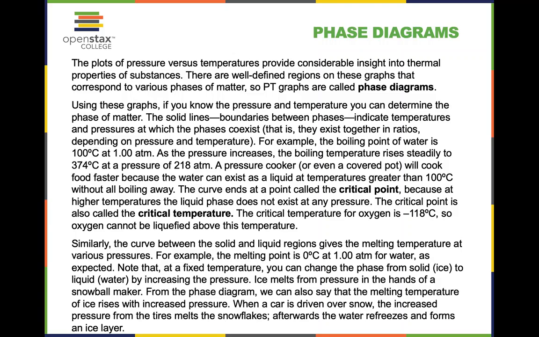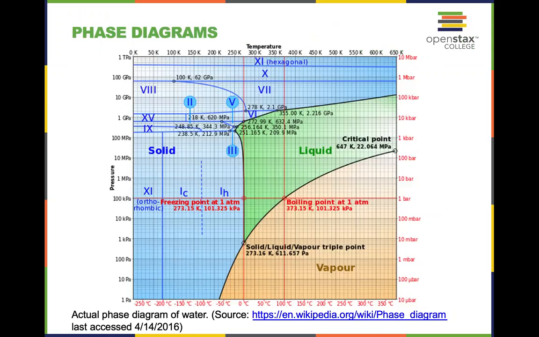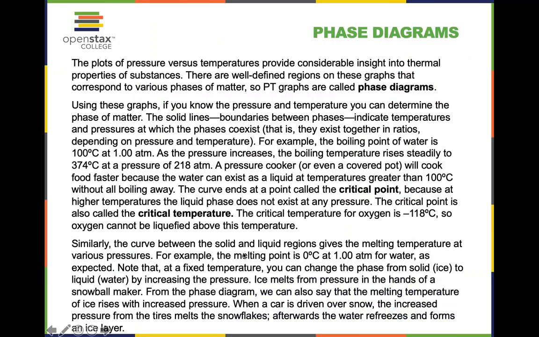So phase diagrams, the plots of pressure versus temperature, provide considerable insight into the thermal properties of substances. There are well-defined regions on these graphs that correspond to various phases of matter. So PT graphs are called phase diagrams. Using these graphs, if you know the pressure and temperature, you can determine the phase of matter. These solid lines, boundaries between the phases, so that would be here, here, and here, indicate temperatures and pressures at which the phases coexist. That is, they exist together in ratios depending on the pressure and temperature.